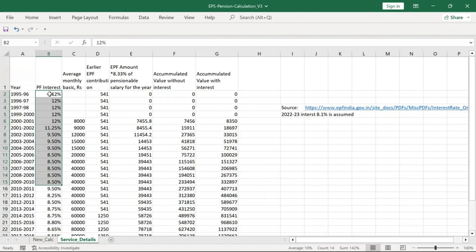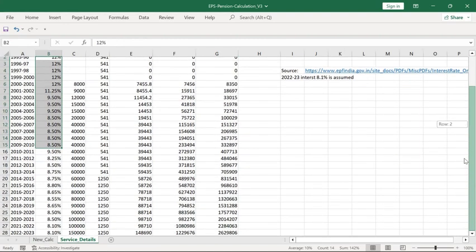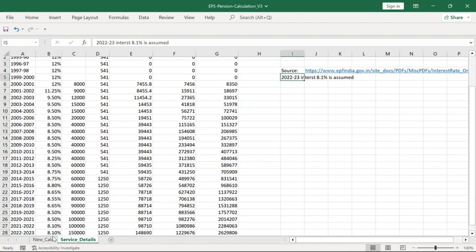So from 1995 to 96, 12% was the interest given to our PF, and similarly the rate started coming down. And last year it was 8.1%. This year is yet to be declared, but I'm just putting 8.1% here. So this is my assumption. If it changes, then of course we can change this figure.